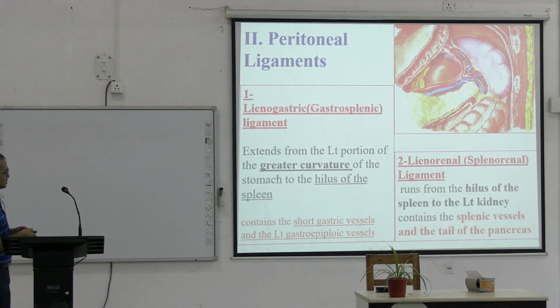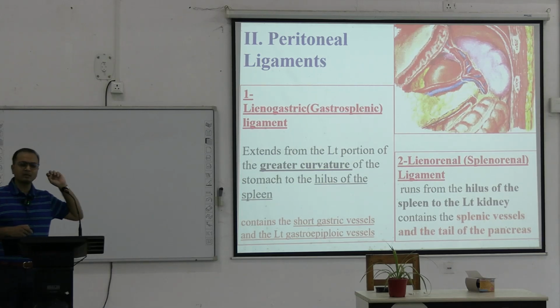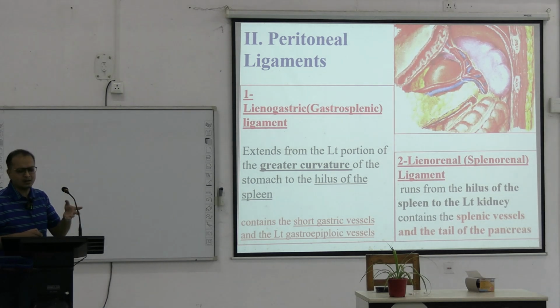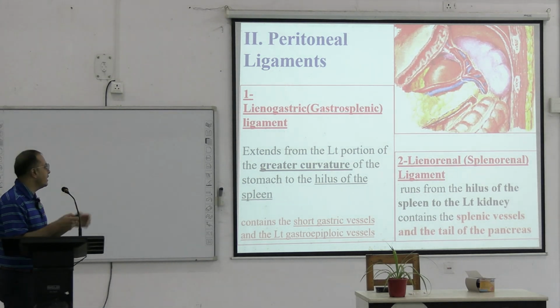the gastrosplenic ligaments. From the stomach to the spleen it is running. What is it holding? It is holding the short gastric vessels. The short gastric vessels supply the fundus of the stomach. So, if you are going to do any surgery on the spleen, for example a splenectomy, you are going to remove the spleen for any kind of disease.